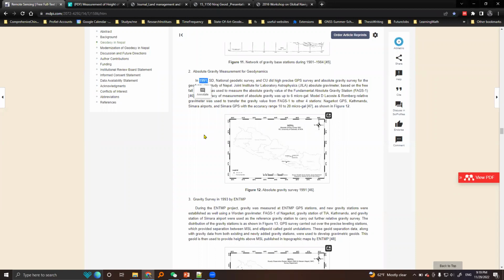In 1991, the Survey Department and Colorado University together conducted an absolute gravity survey at Nagarkot Geodetic Observatory. They used a Gila absolute gravimeter and established an absolute gravity station called FAX-1. FAX-1 stands for Fundamental Absolute Gravity Station. In addition to Nagarkot, they also established 4 other gravity stations in Nagarkot itself, Kathmandu Airport, and Simrai Airport.